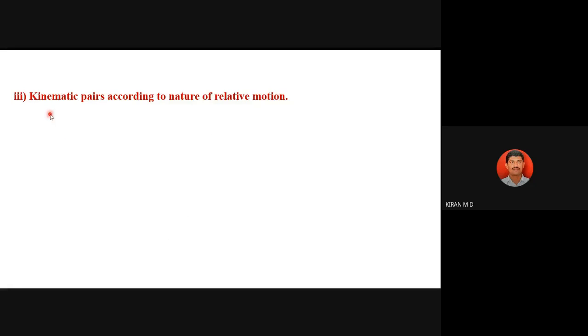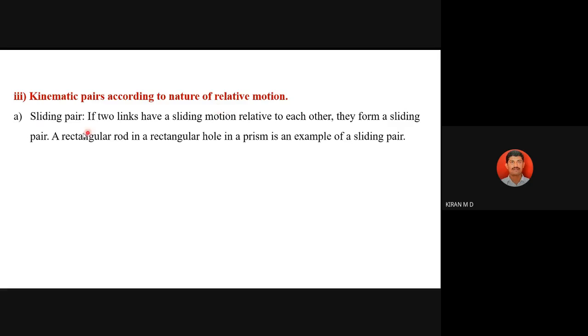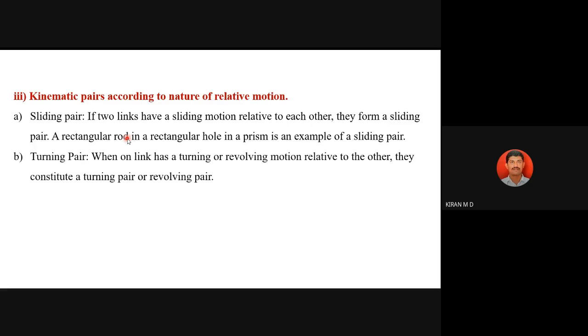Okay. The next important classification is kinematic pairs according to the nature of relative motion. The first one is the sliding pair, where the two links have sliding motion between each other. Then the turning pair, where the two links have turning motion relative to each other. For example, here the slider slides. Piston and cylinder have sliding motion, which comes under the sliding pair.